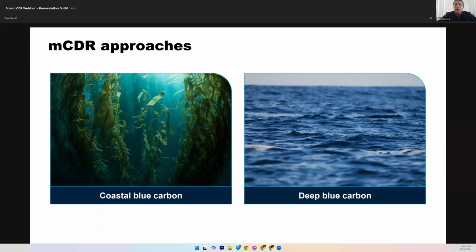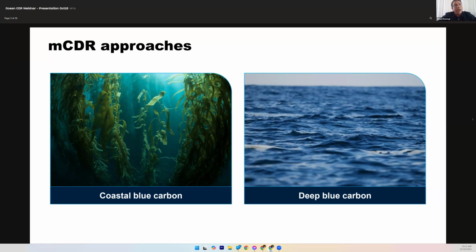So a lot of people tend to distinguish different pathways in MCDR into biotic versus abiotic approaches, and that has merit. We like to also distinguish between what we call coastal blue carbon and deep blue carbon. Coastal blue carbon essentially refers to solutions using mangrove, seagrass, kelp, and so on, and these are coastal ecosystems. And deep blue carbon refers to the carbon that's seaward of coastal systems. So you start thinking EEZ and high seas and deployments in those areas.